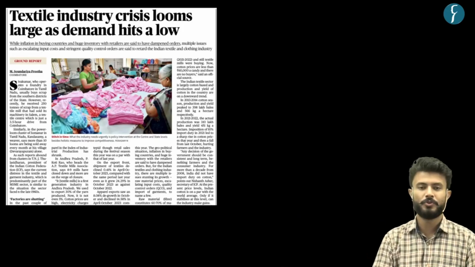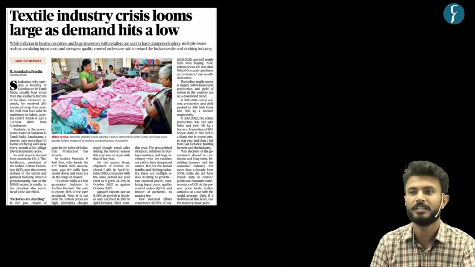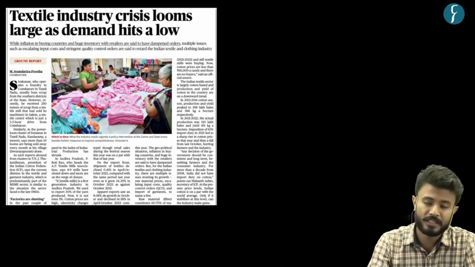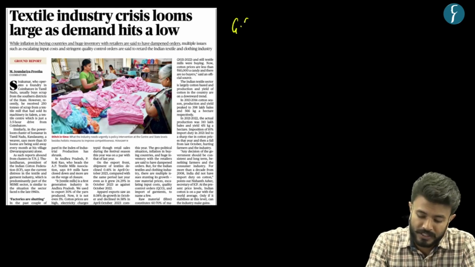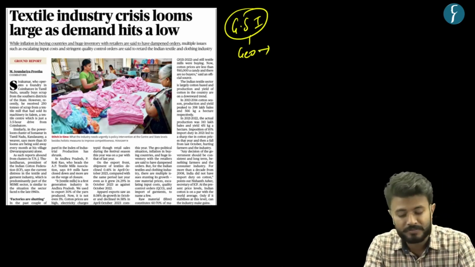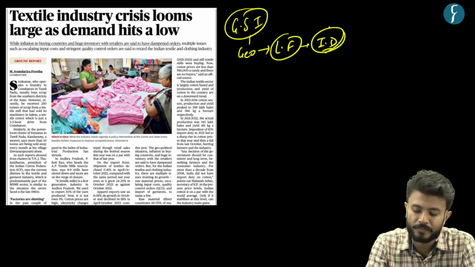Let us move towards the topics of mains. And the first topic is in relation to the textile industry. So when you see the general studies paper, you will see that in GS paper 1, an important section of geography mentions an important subsection further, which says the locational factors for the industrial distribution.